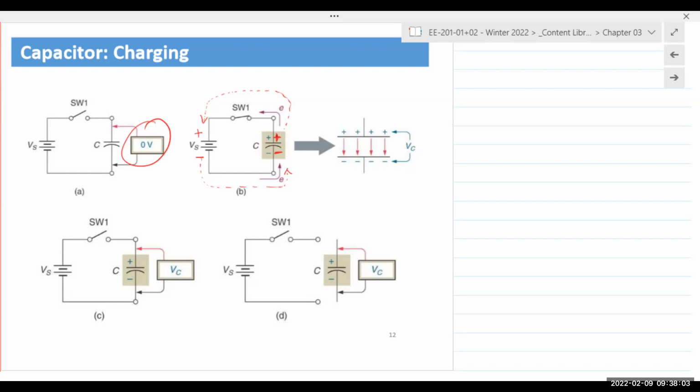Eventually, Vc will reach the level of Vs. Eventually, Vc will equal Vs. If you give enough time, both values will equal. And once they equal up, there's no more charge imbalance. Electrons will stop flowing. And we say the capacitor has reached full charge.